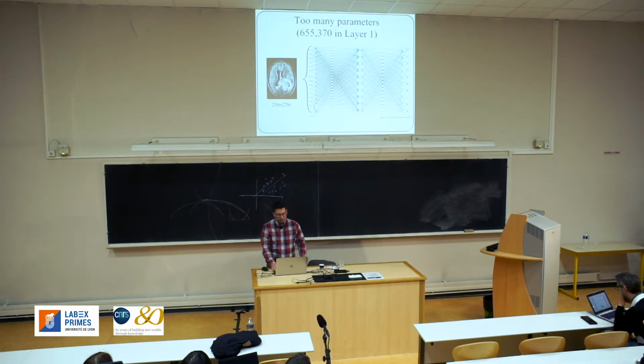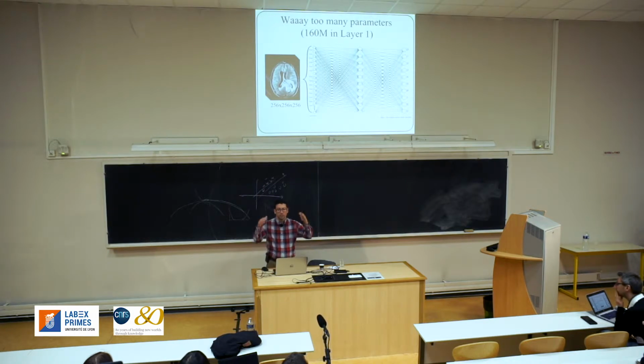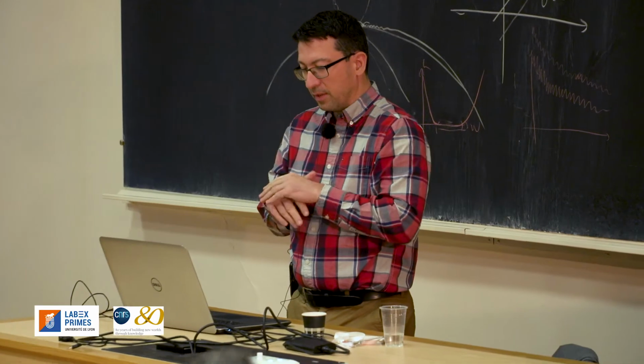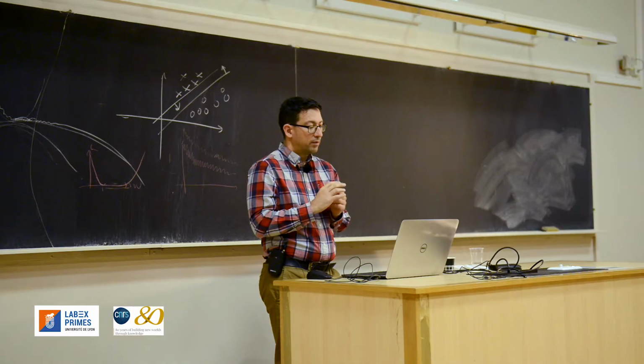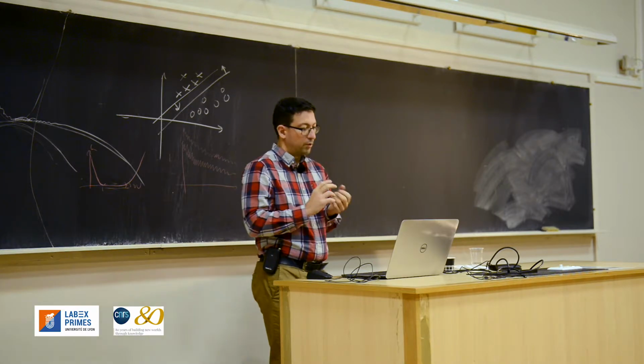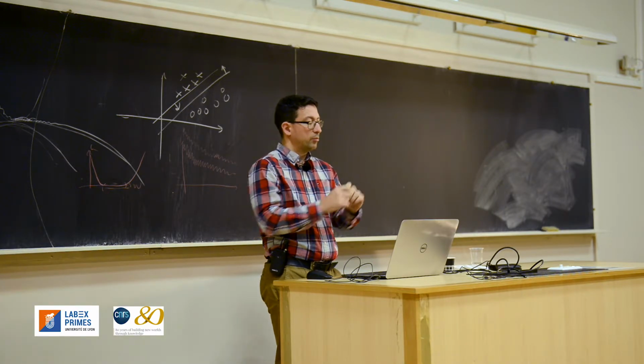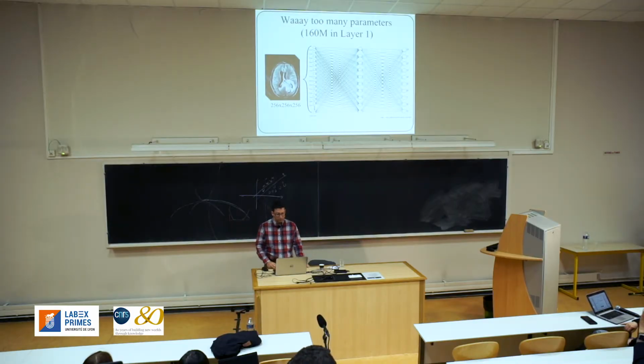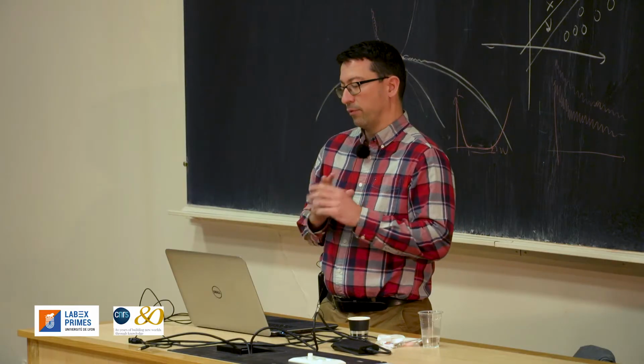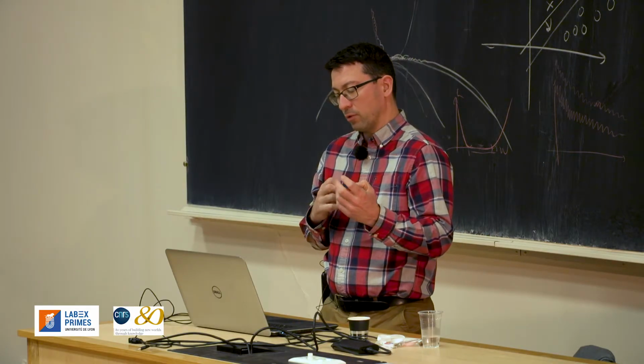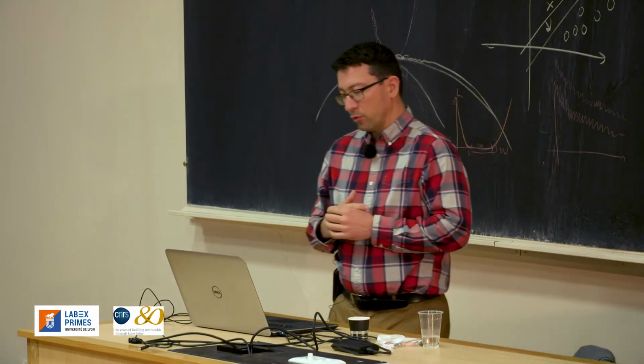Now, this is not even reality. Reality is when you acquire a brain, you take several slices. And if you consider all of the slices and put all of the pixels from all of those slices in a one-dimensional feature vector, then just in the first layer, you have 160 million parameters. And that doesn't even fit in memory. It's just too big. Since there are way too many parameters, it doesn't fit in memory. You'll have all kinds of trouble because the network has far too many parameters, so it has too much capacity.